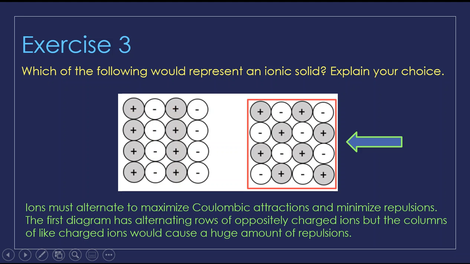So this is what I said, in a nice, concise fashion. Ions must alternate to maximize coulombic attractions and minimize repulsions. The first diagram has alternating rows of oppositely charged ions, but the columns of like charged ions would cause a huge amount of repulsions. There you go. Nice and concise.